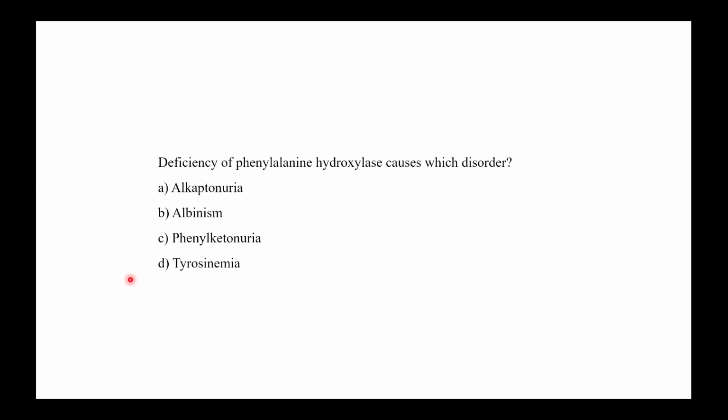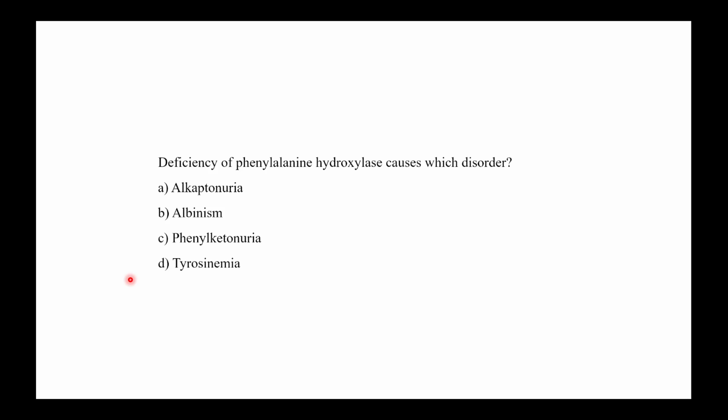Moving on to the next question now. Deficiency of phenylalanine hydroxylase causes which disorder? Option A, alkaptonuria. Option B, albinism. Option C, phenylketonuria. And option D, tyrosinemia.